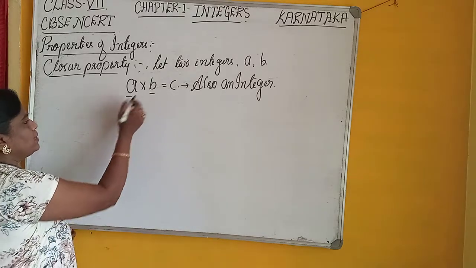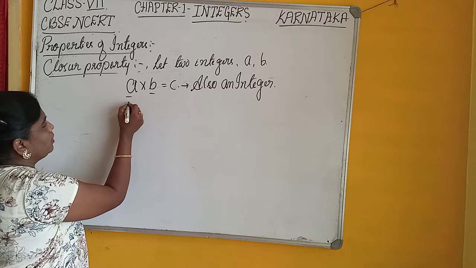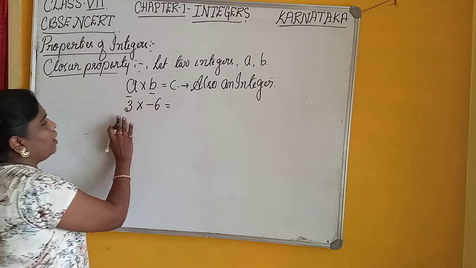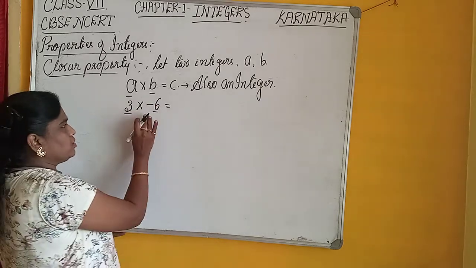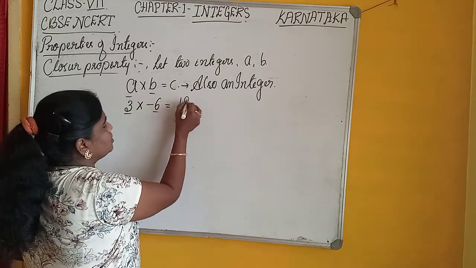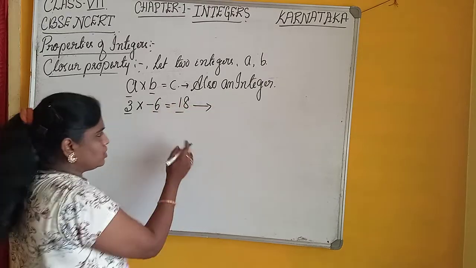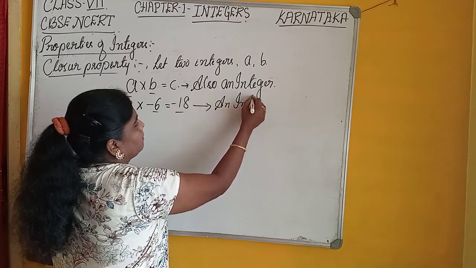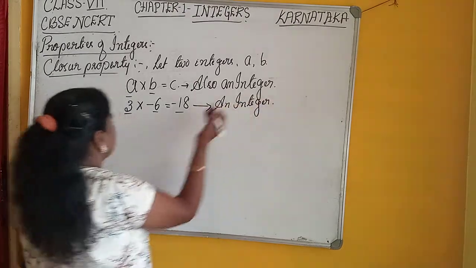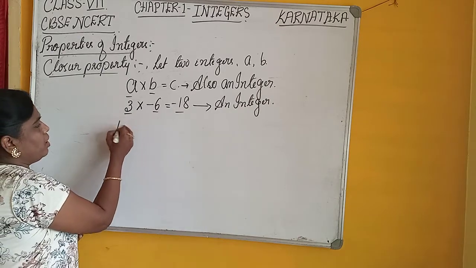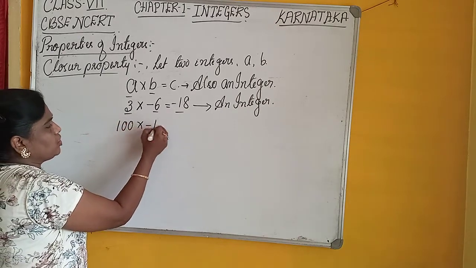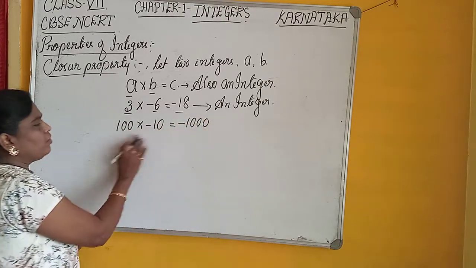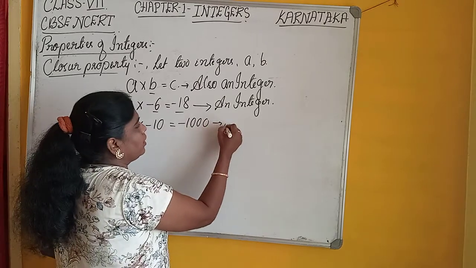Let us consider two examples. Let A be any integer, that is 3, into another integer minus 6, and the product of these two integers is minus 18. This minus 18 is also an integer. Understood? I will give one more example. 100 into minus 10 is equal to minus 1000. The product of these two integers is also an integer.